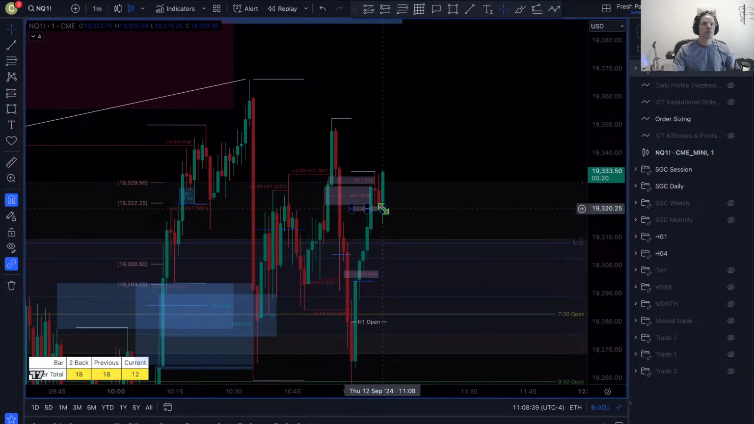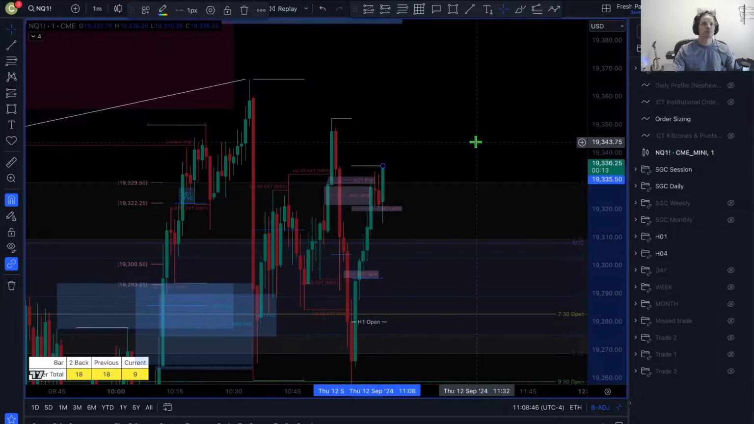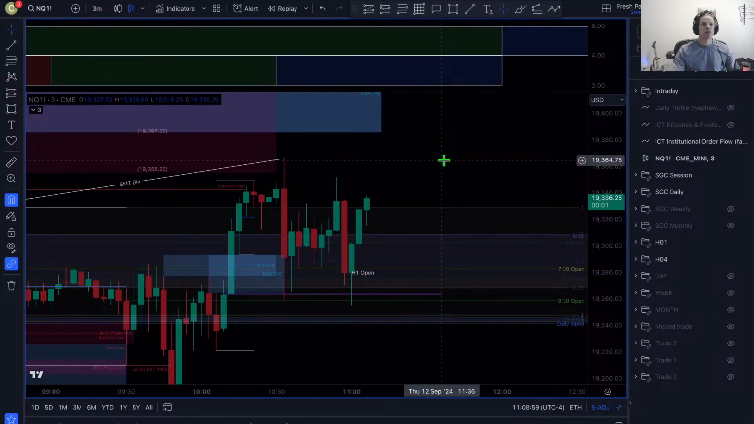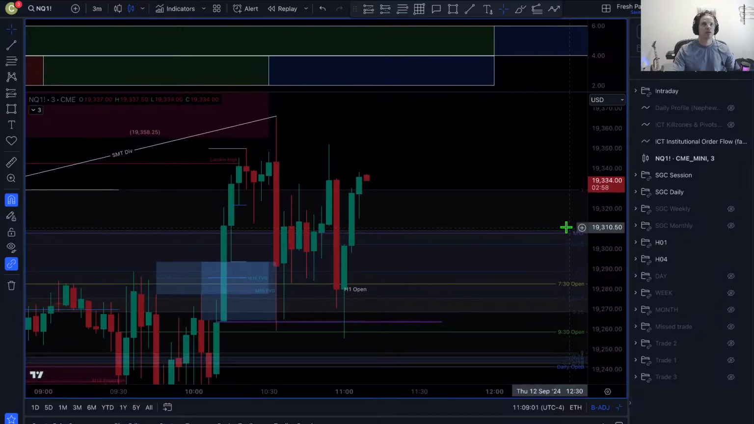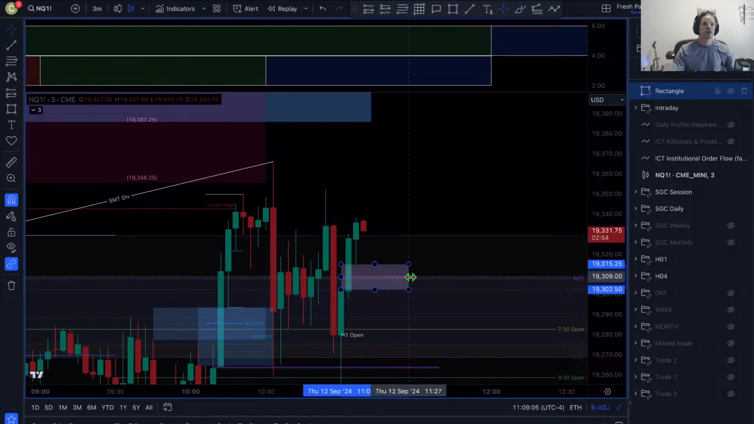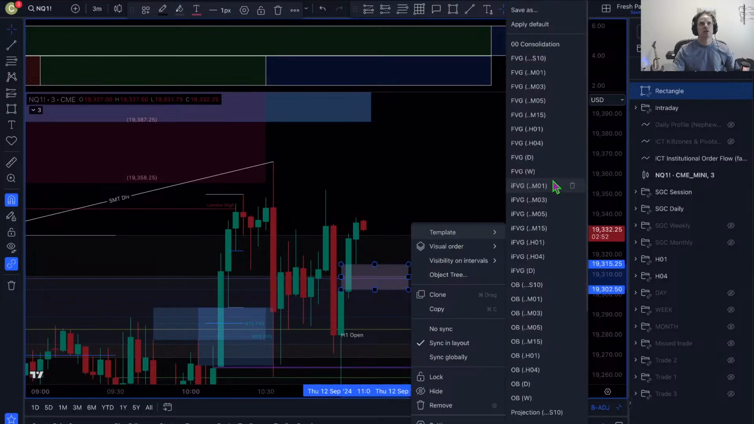And we're respecting this BPR on the M1. Some follow impulse off of it. So that's going to be a closure on the M3. And we've got this fair value gap here. So I would consider this to be bullish PA on the M3.